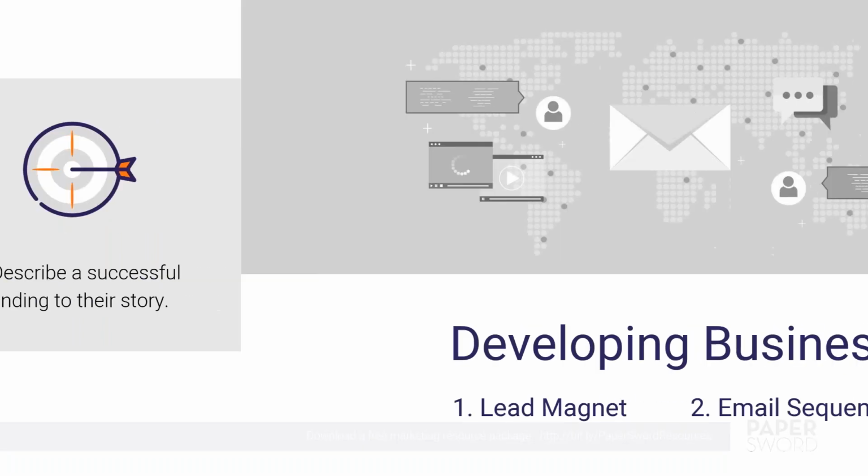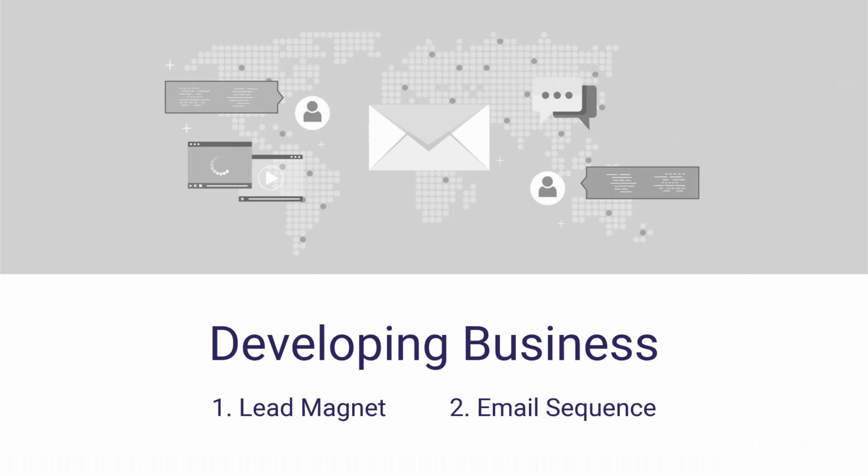So I'm going to suggest that you do one of two things when you're developing business and when you're executing a marketing and sales strategy. The first is to develop a lead magnet, and the second is to use marketing automation with an email sequence.